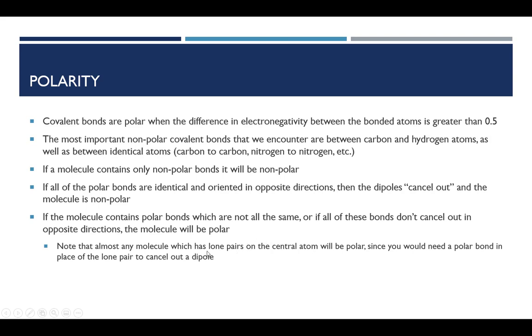Now, the interesting thing here is if there are lone pairs on the central atom, that essentially guarantees that the molecule will be polar, because remember what we said here, you need all the groups to be oriented in opposite directions. If there is a lone pair on the central atom, there's no way that you can cancel out in the same direction that the lone pair is. And so therefore those would not be considered nonpolar.